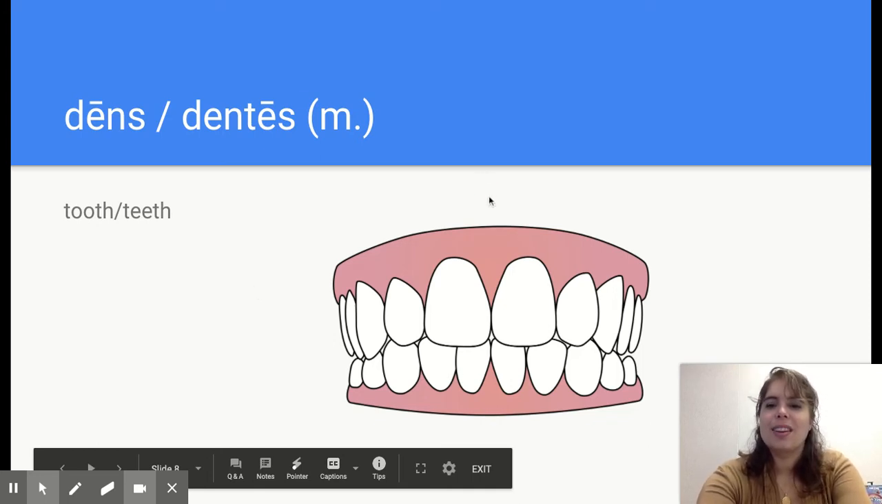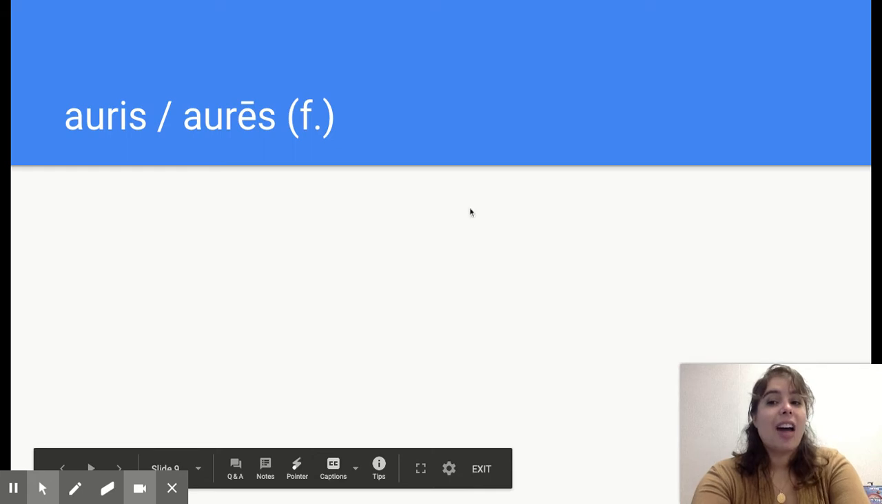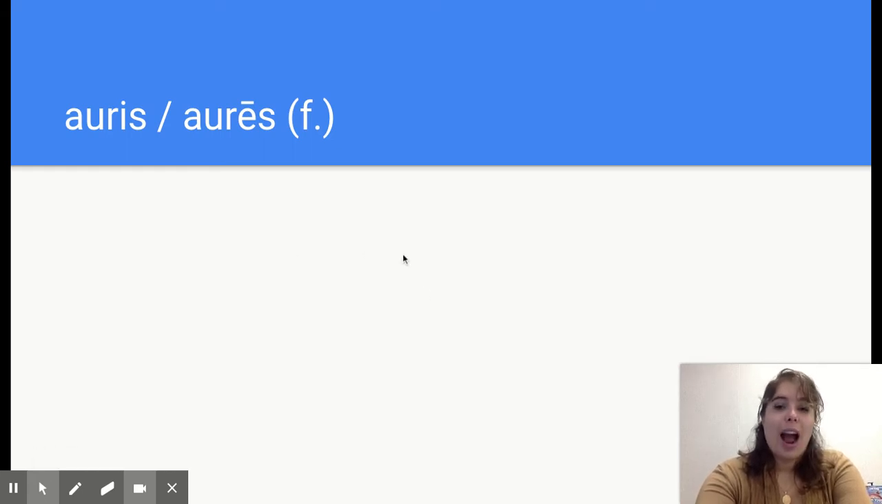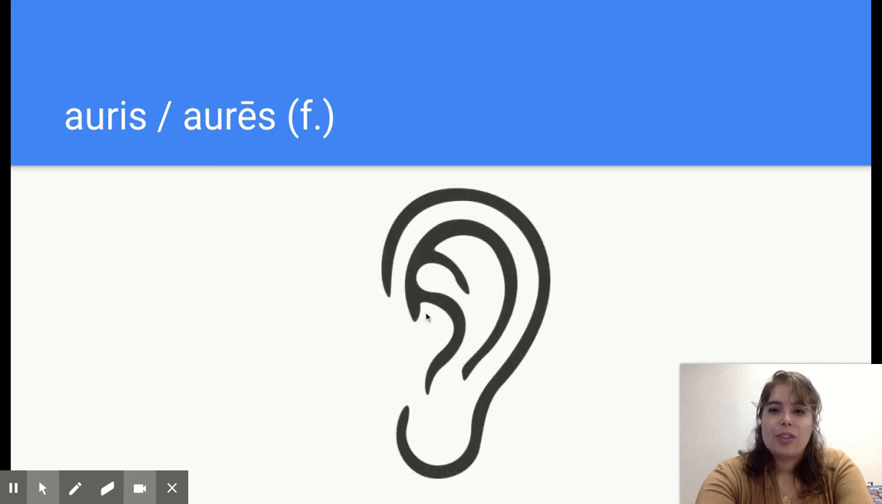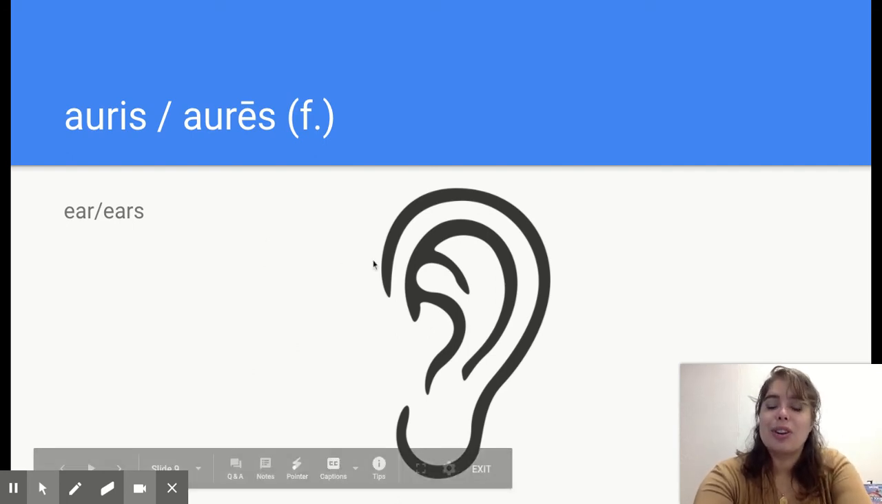Next, we have auris or aures. This is feminine. This is our Latin word for ear or ears. So auris, one ear, aures, ears, plural.